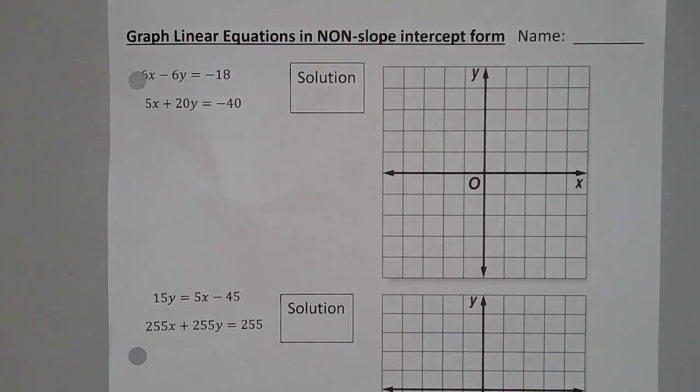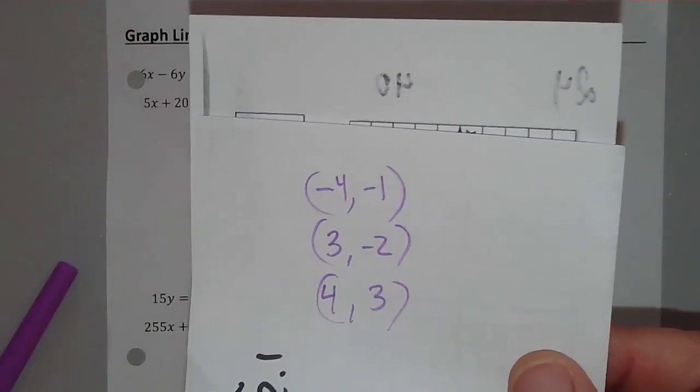All right, let's go. Let's do the homework. These are the answers. So if you're just looking for an answer key, those are the answer key.